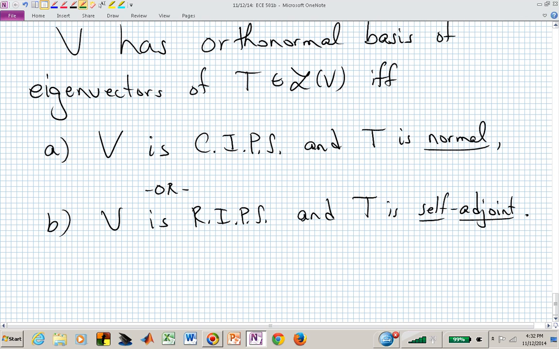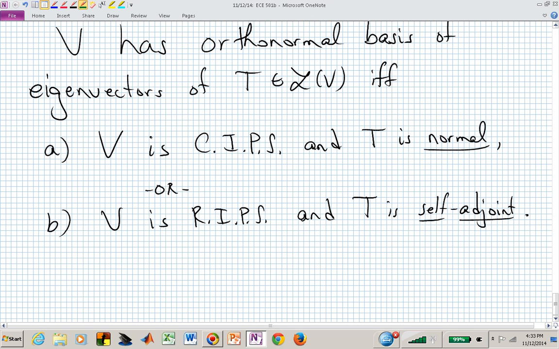So if we're dealing with real inner product spaces and we want to have a diagonal matrix representation, then we need our linear operator to be self-adjoint. That's fairly constrained. We don't have to be quite that constrained on a complex inner product space. We only need the operator to be normal, which means that it commutes with its adjoint. Doesn't mean it's equal to its adjoint. It just means that the operator commutes with its adjoint, so that's not quite as restrictive as having the operator being self-adjoint.